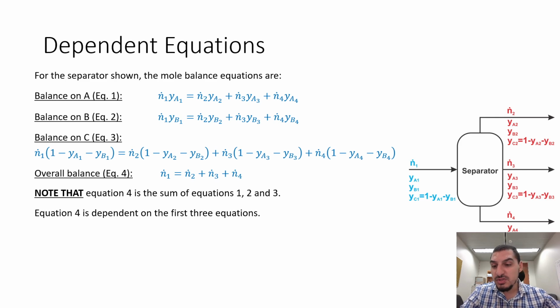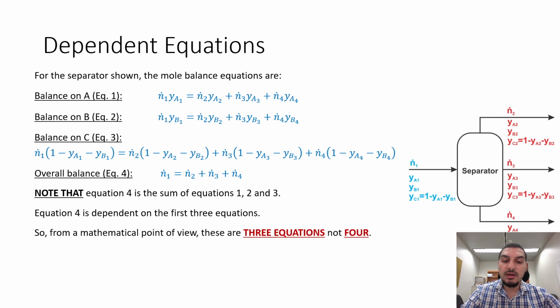Since it's a dependent equation, the four equations that we see here are actually three independent equations and one dependent equation. So the equations that we can use to do the mass balance calculations are not four, they are only three. You have the freedom to pick any three of them. I can use 1, 2, and 4, or 1, 3, and 4, or 1, 2, and 3, or 2, 3, and 4. It's totally fine, as long as you are picking only three out of the four, because the fourth one is going to be dependent on them.